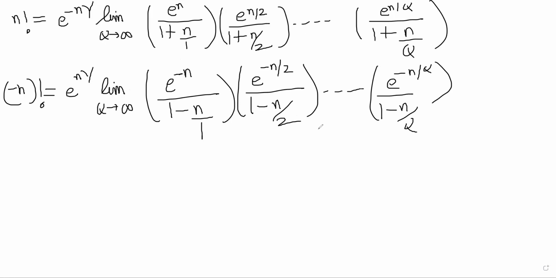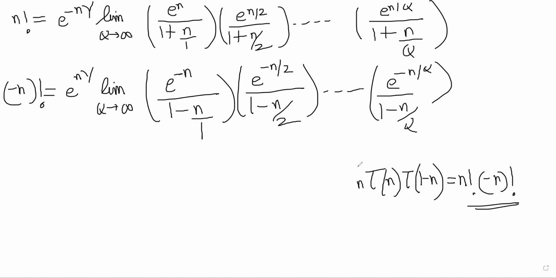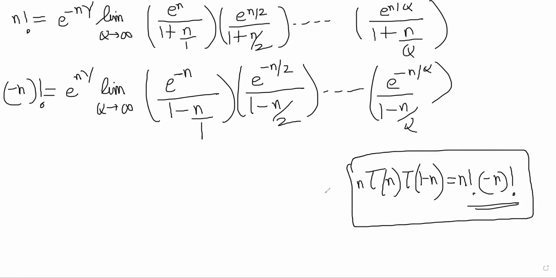Why are we doing this? We are doing this because ultimately I want to get n factorial times minus n factorial, right? We had seen earlier that that was n tau of n into tau of 1 minus n. This was something that we derived earlier in this video when we were talking about gamma functions, right? So now I want to get the product of these two.